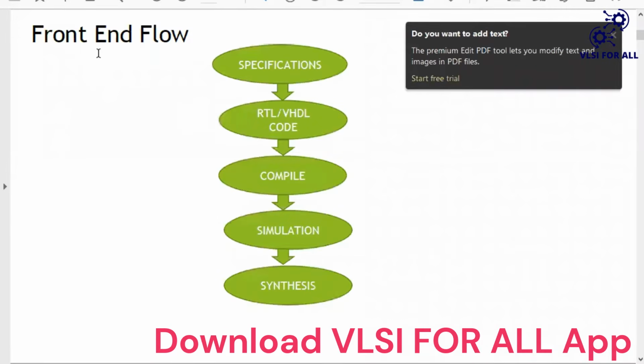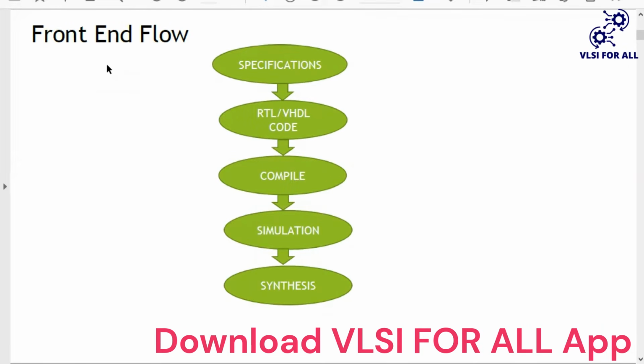Then first, this is the front end flow. How does it work in the front end flow? First one is the specifications. Specifications are how the vendors define their requirements. They specify some features, some advanced features. After that, whatever the specifications, we need to write RTL code or VHDL code.